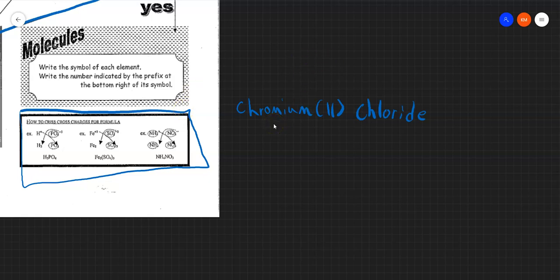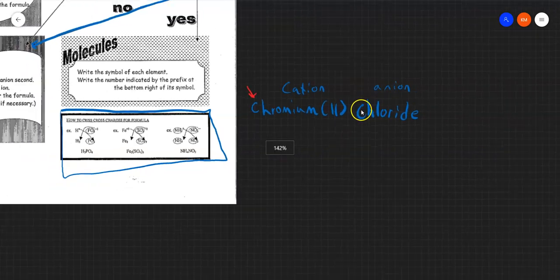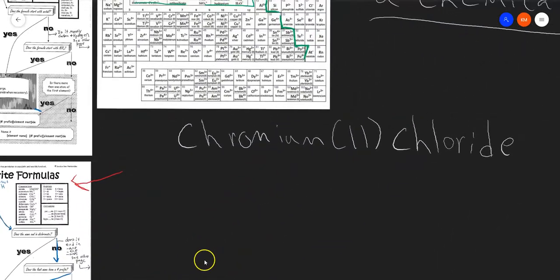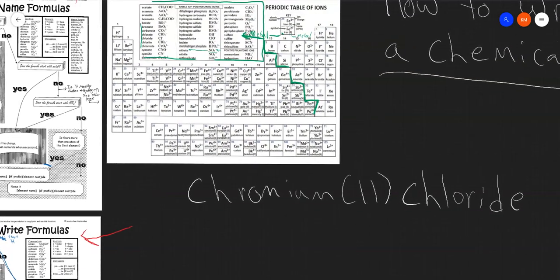And remember, it's always cation written first and anion written second. That's the way we did naming in the other video. So this is my cation right here, which is positive. So I'm going to look at my ion chart and I'm going to look in the metals.